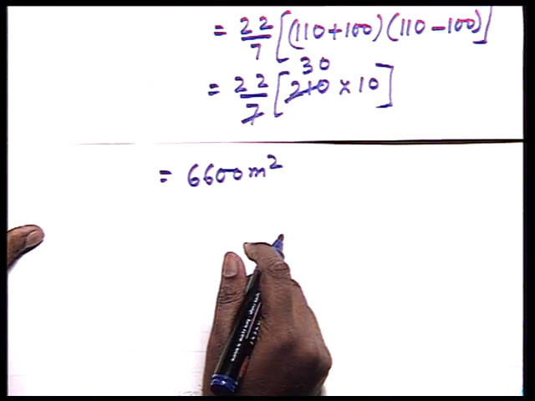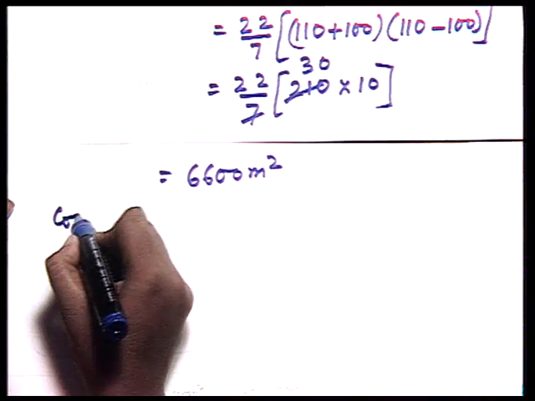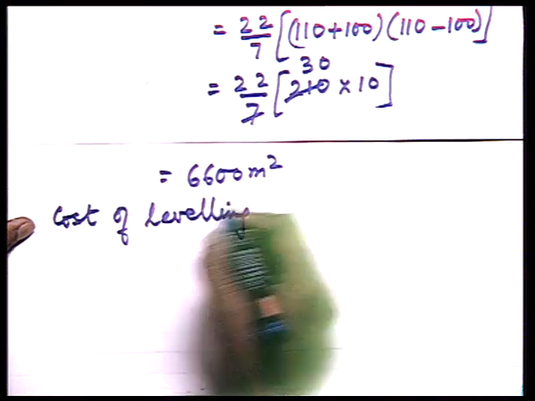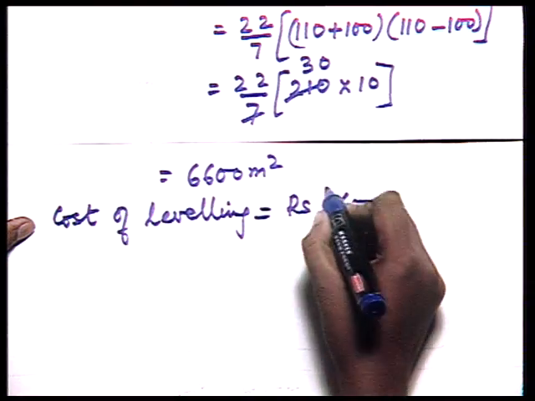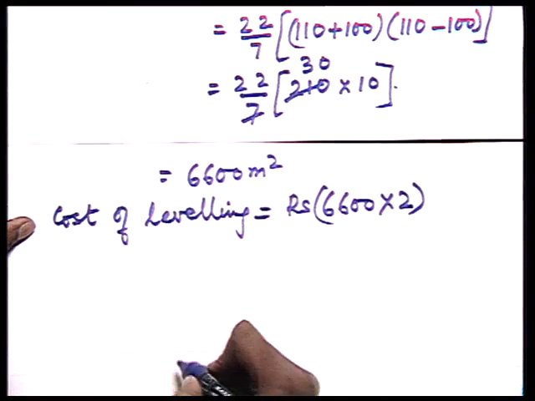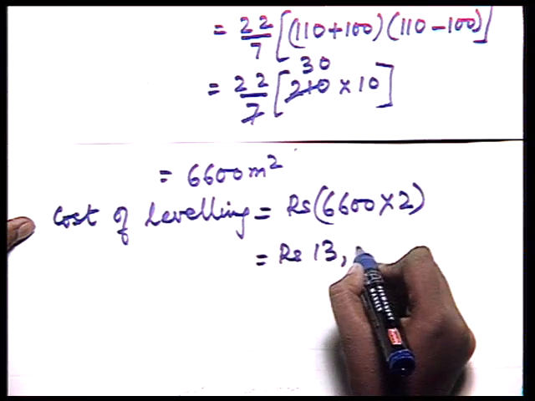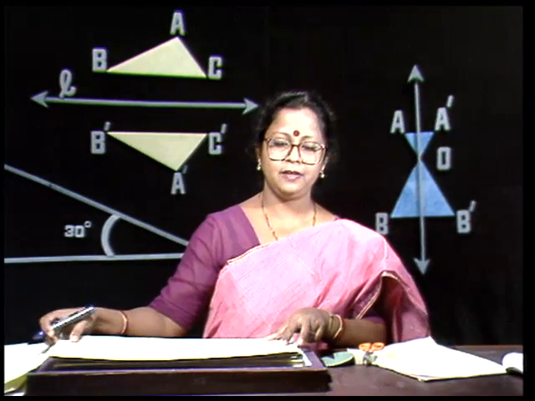Now, we have to find out the cost of leveling the road at the rate of 2 rupees per square meter. The total area of the road is 6600 meter square. So, total cost of leveling the road will be 6600 multiplied by 2 rupees per square meter, which is equal to rupees 13,200. So, this is the total cost of leveling the road.